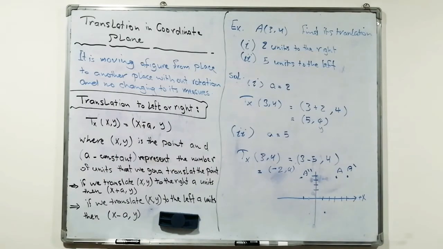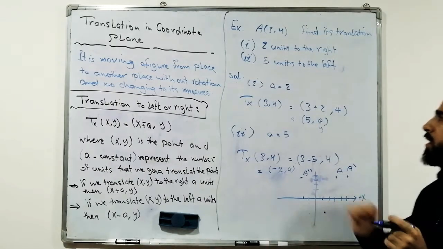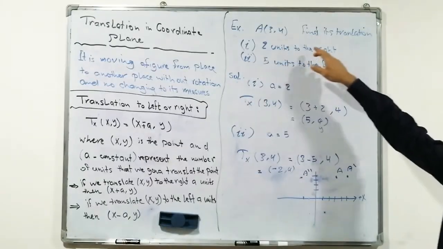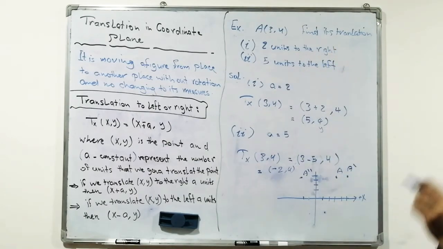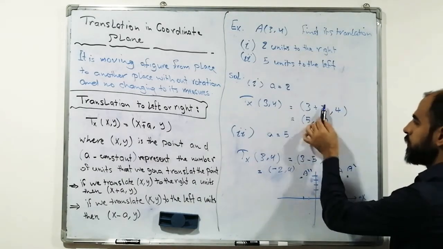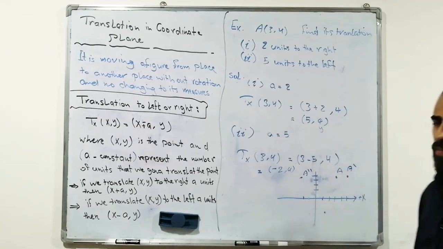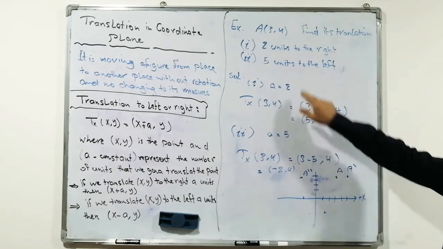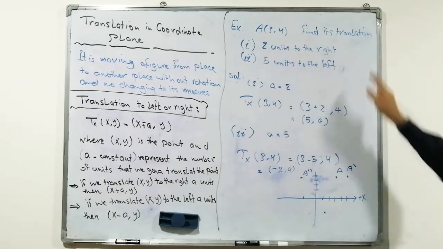is still as itself. As we see here, we have translating to the right 2 units. That means we're going to add 2 points, or the number 2, to the first part and 4 is still as itself. 3 plus 2 is 5 and 4 is the translating of the point 3, 4 to the right 2 points.